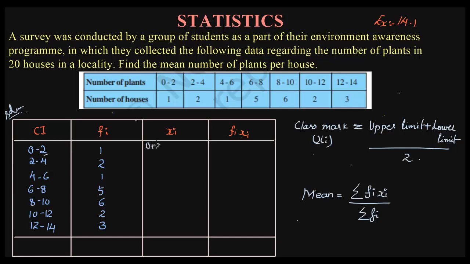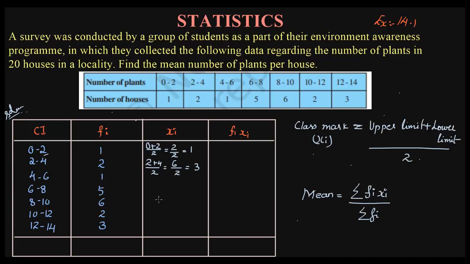0 plus 2 divided by 2, which is equals to 2 by 2, right? 2 by 2, which is equals to 1, right? In the same way you need to do it for all. 2 plus 4 by 2. So 2 plus 4 is how much? 6 by 2, which is equals to 3.